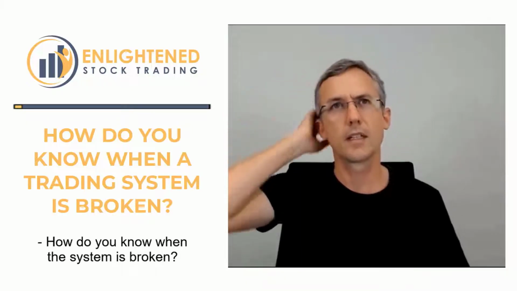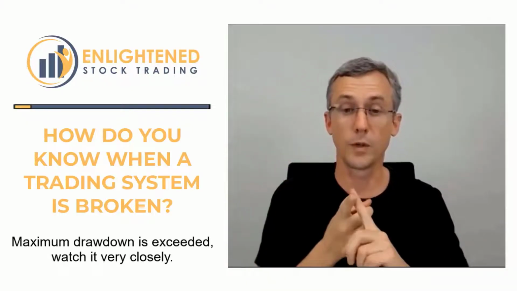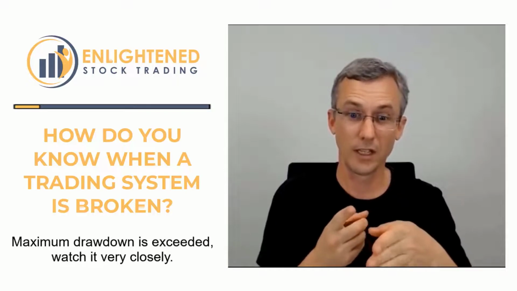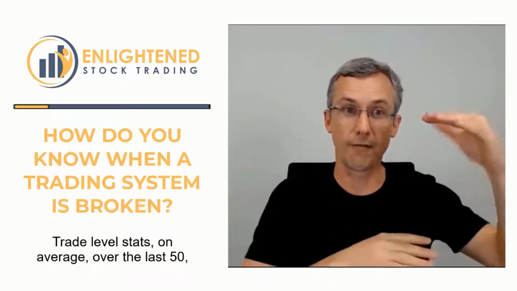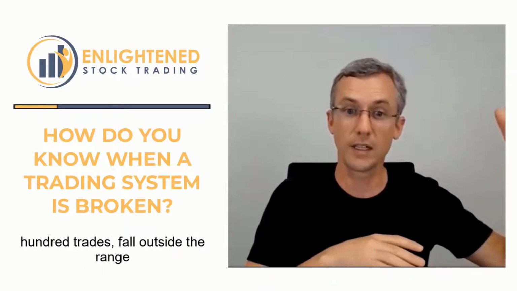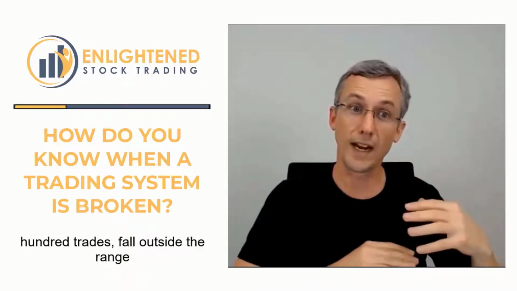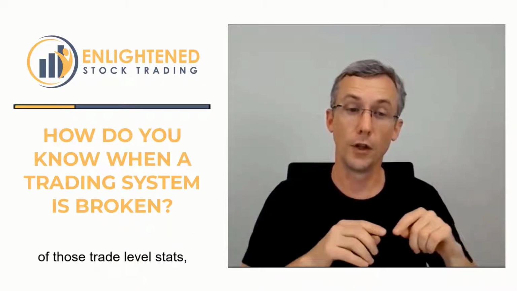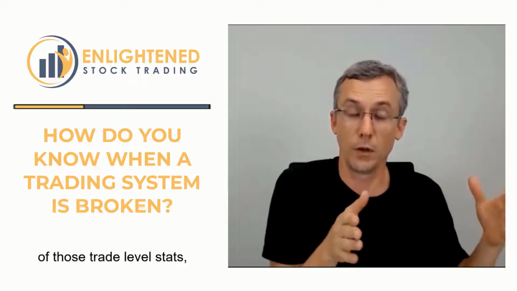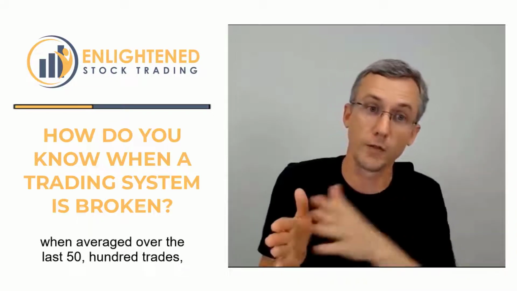How do you know when the system is broken? Maximum drawdown is exceeded. Watch it very closely. Trade level stats on average over the last 50, 100 trades fall outside the range of those trade level stats when averaged over the last 50, 100 trades for the life of the backtest.